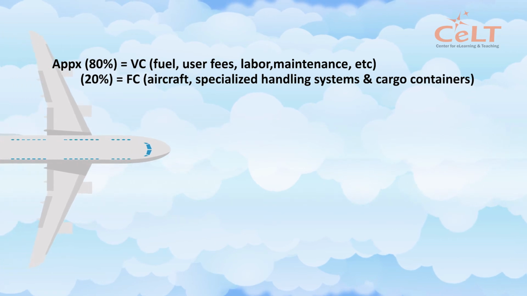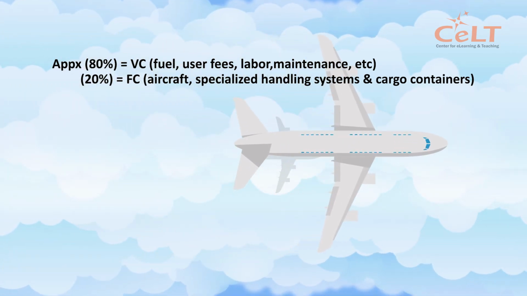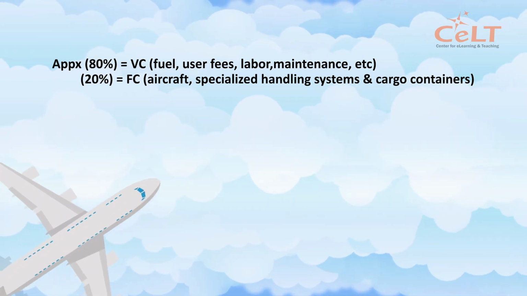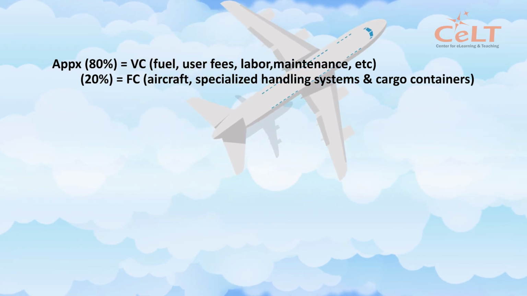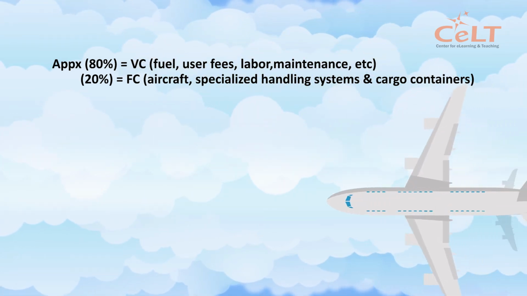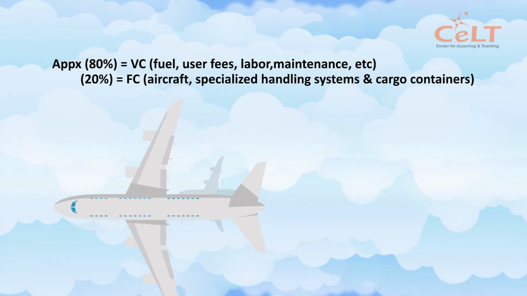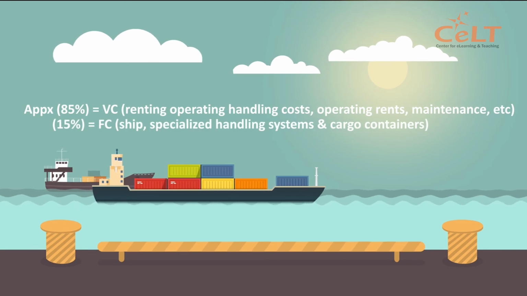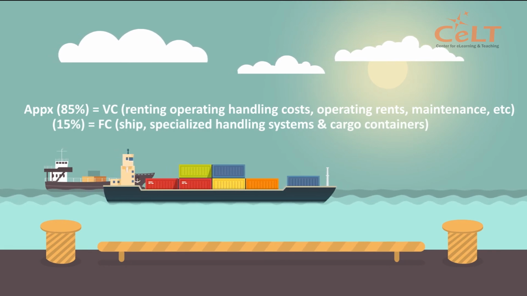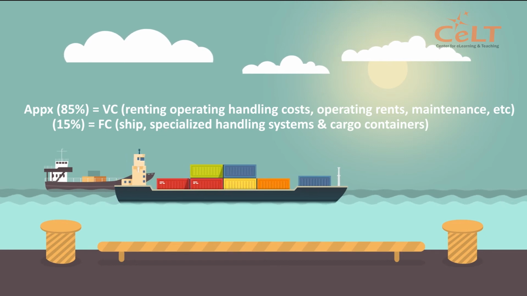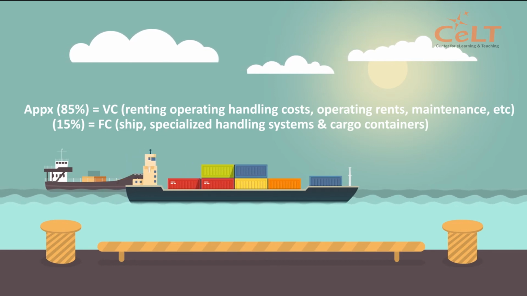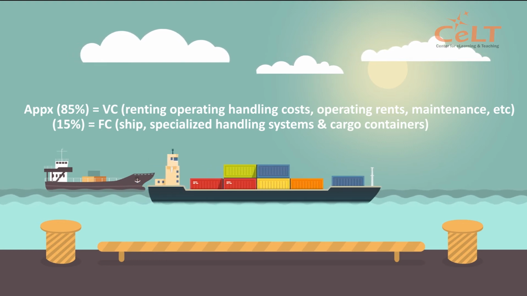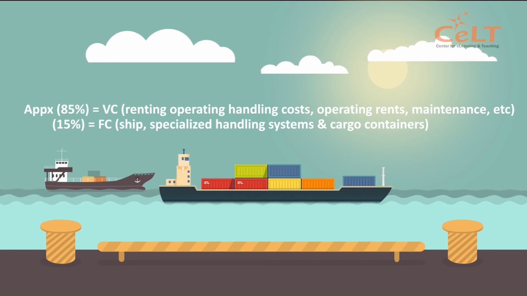Approximately 80% equals variable costs: fuel, user fees, labor, and maintenance. 20% equals fixed costs: aircraft, specialized handling systems, and cargo containers. Approximately 85% equals variable costs: renting, operating, handling costs, operating rents, and maintenance. 15% equals fixed costs: ship, specialized handling systems, and cargo containers.